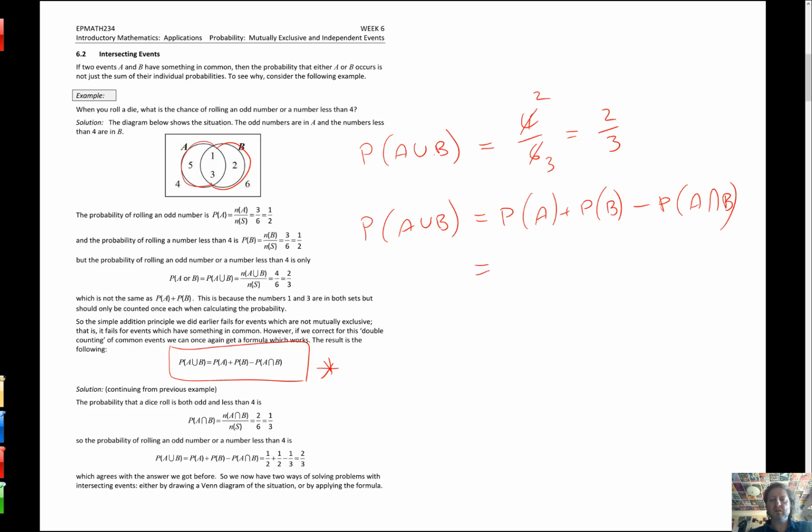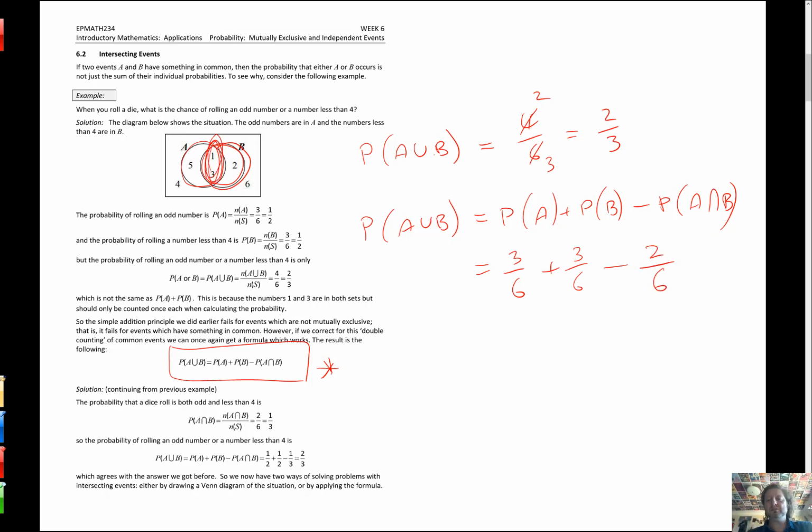Why? Well, what's the probability of getting an event out of A? There's 3 events in A, so that's 3 out of 6. Plus, what's the probability of getting an event in B? Well, there's 3 events in the B circle as well, so that's 3 on 6. And then it's telling me to subtract the probability of getting something that's in the intersection. How many things are in the intersection? There's only 2 things in the intersection.